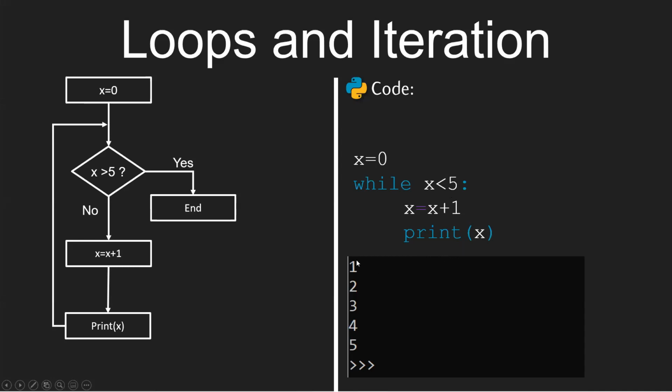So 0, 1, 2, 3, 4, because we start from 0. 0 plus 1 is 1, 1 plus 1 is 2, 3 plus 1 is 4, 4 plus 1 is 5, and it will stop. This is how the while loop works.